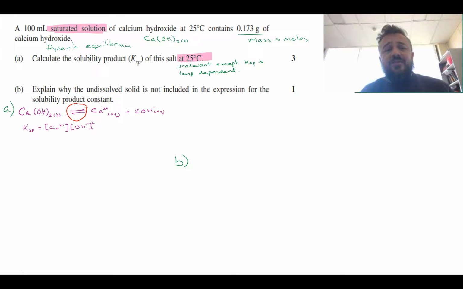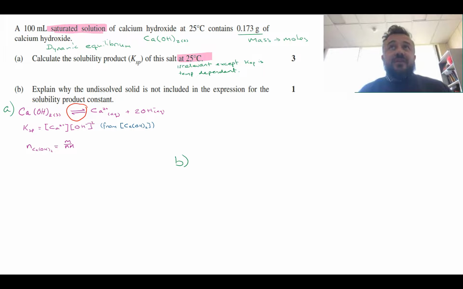A Ksp equation, remember the clue it gives us in part B, is Ca in square brackets, the concentration of calcium ions, multiplied by the concentration of hydroxide ions squared, because it's got that 2 coefficient at the front. The coefficient becomes an index, and that's just how Ksp works. And this is from the concentration of calcium hydroxide, which we'll get to in a second.